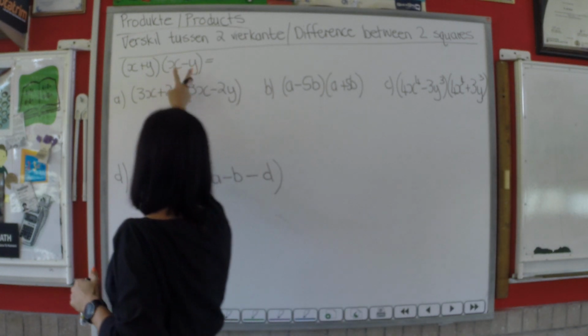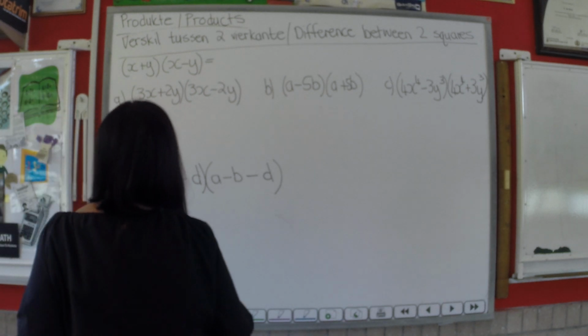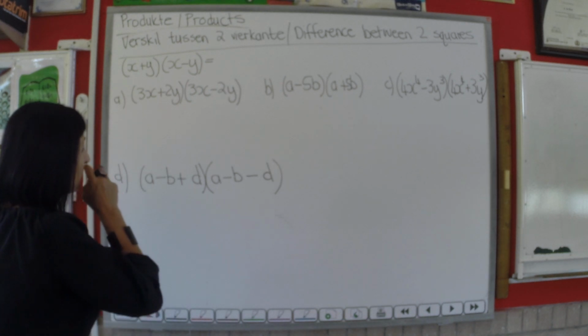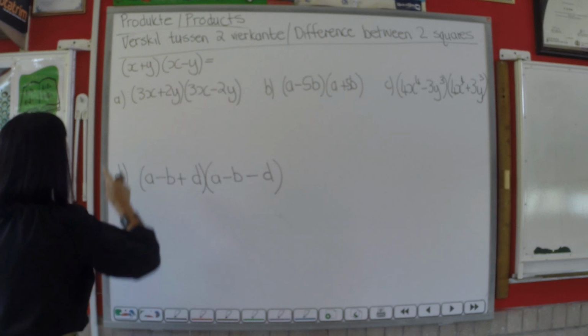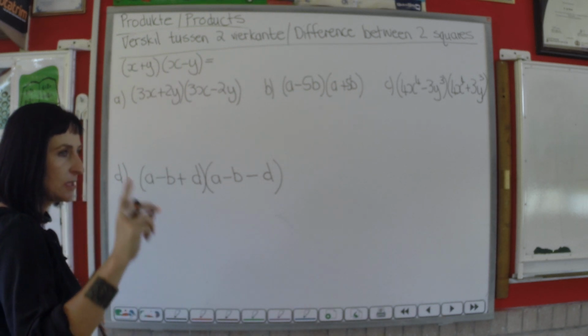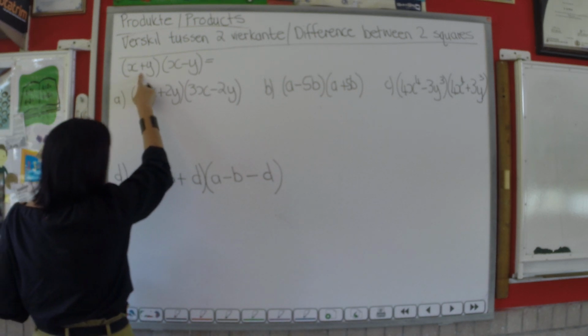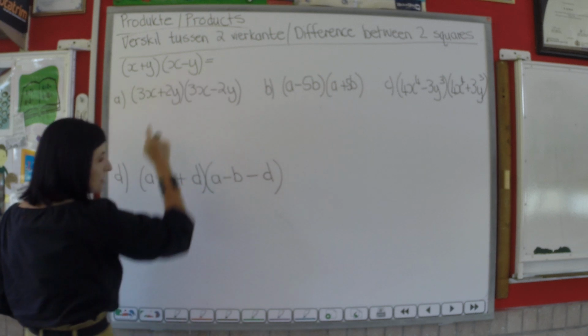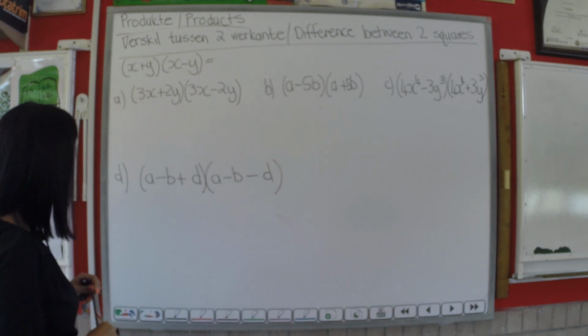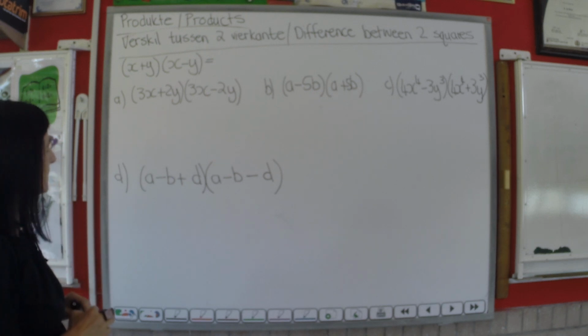Gaan kyk na hierdie twee binome wat ons by mekaar vermenigvuldig. Products, two binomials. And what we can clearly see here is that this bracket and that bracket is almost the same. There's only one difference between the two brackets. In the one there is a plus and in the other one there is a minus. Daar's net een verskil tussen die twee hakies. Die een is 'n plus, die ander een is 'n minus. En verder is dit identies dieselfde.